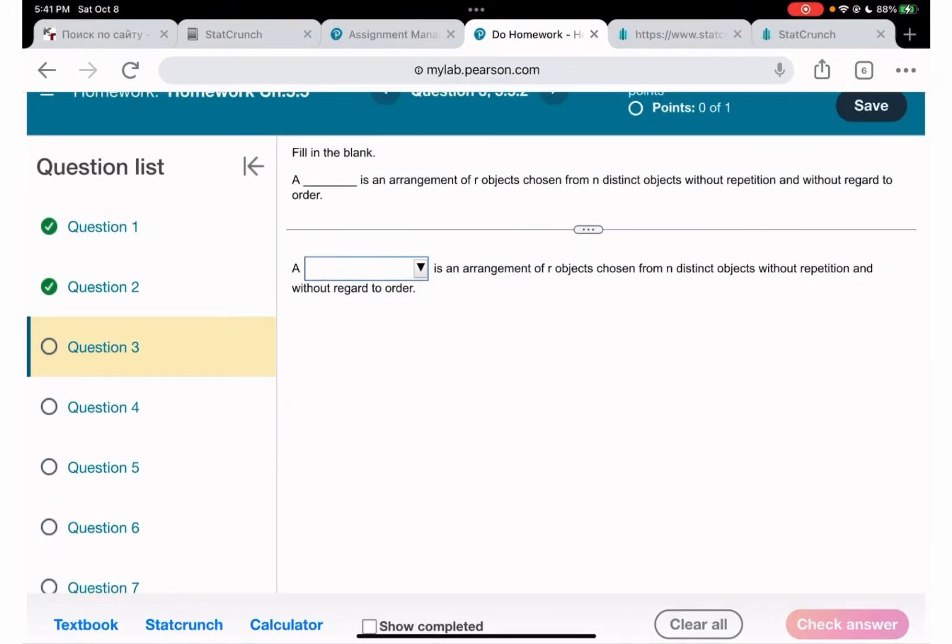Moving to question number 3. Let's see what we have here. It is an arrangement of r objects chosen from n distinct objects without repetition and without regard to order. See, the "without regard to order" is already telling us it's a combination.